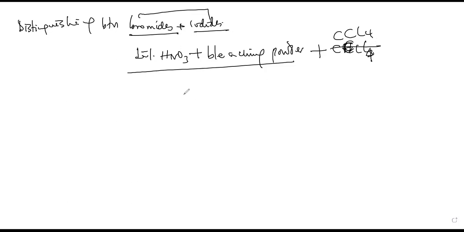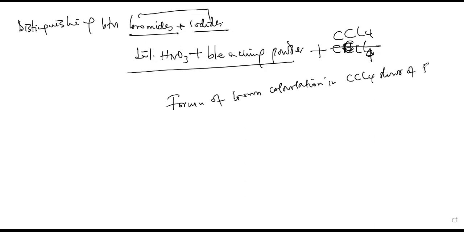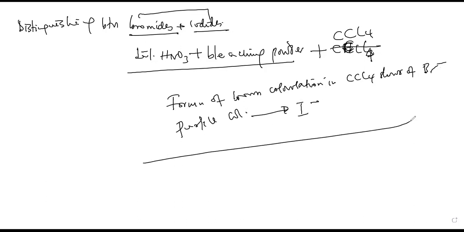Now, formation of a brown coloration in the tetrachloromethane layer shows the presence of bromide ions, okay? And the formation of a purple coloration shows the presence of iodide ions. That is how we can distinguish between bromides and iodides in this particular case.